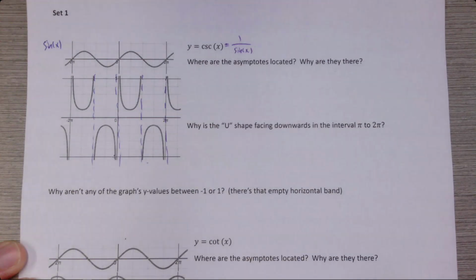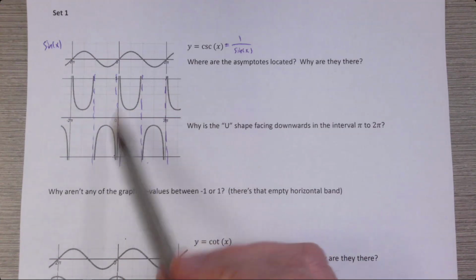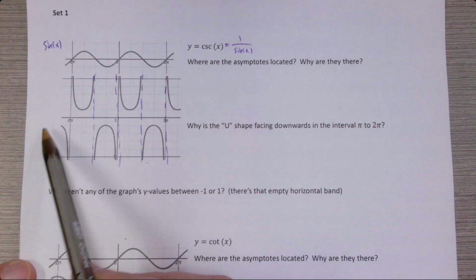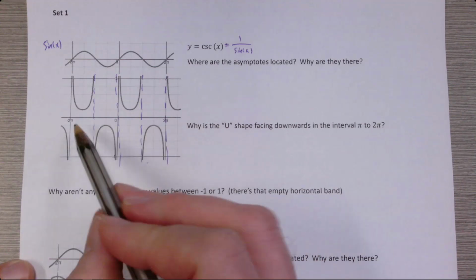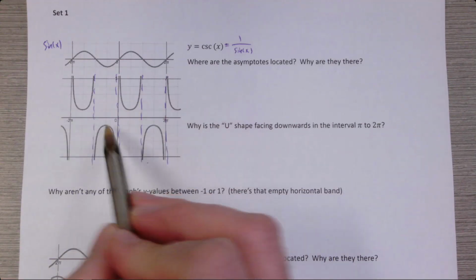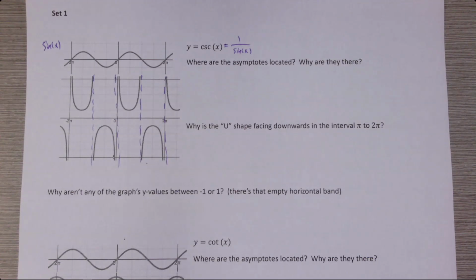Why are they located where they are? Why does it make U-shapes here? Why do the U-shapes alternate up and down? Why doesn't the y-value ever cross the x-axis? For that matter, why is there this horizontal band between negative 1 and positive 1 where there are never any y-values? So there are all these kinds of questions.